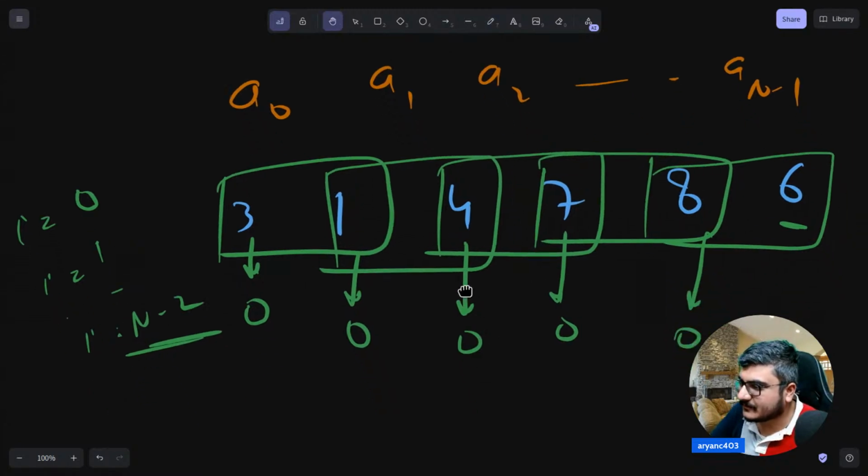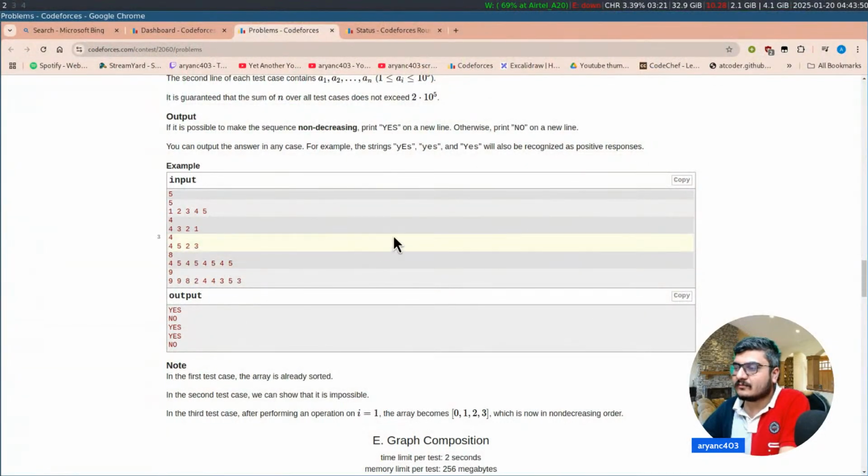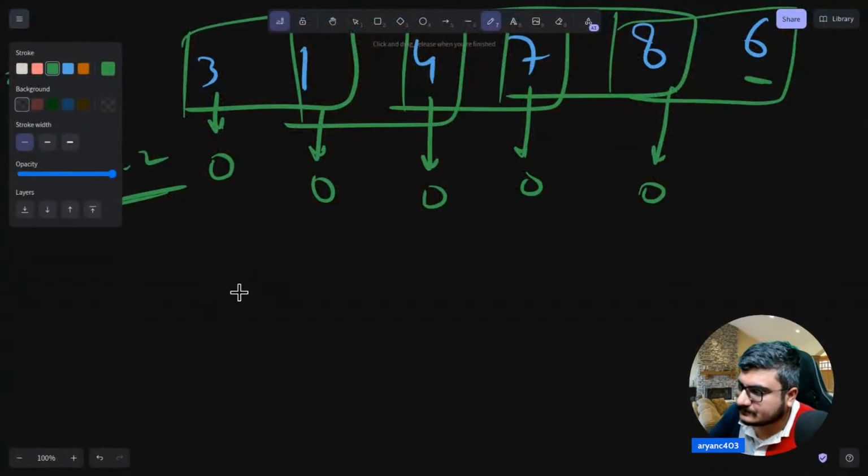And the idea is, whenever you come up with a condition like this, let's just pick some numbers for the array: 4, 5, 4, 5.